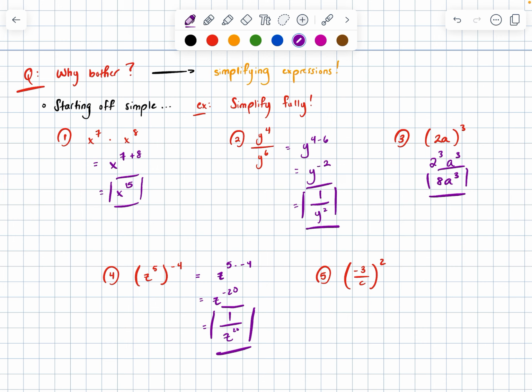And last but not least for number 5, I've got negative 3 over c squared.